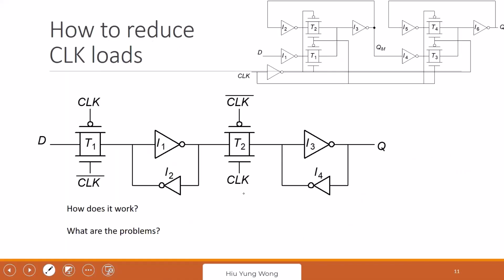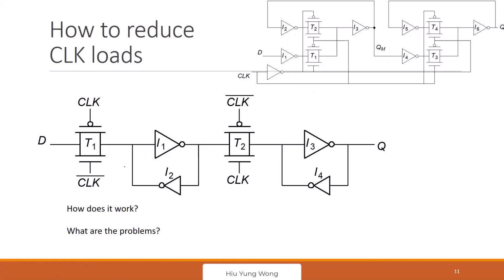Now let's start doing one by one. So how do we reduce the load? We only look at the master slave flip-flop. So this is the transparent low, this is transparent high. So you can see that we need to drive many switches. We have the 8 to drive. So then we come up with this. Can we reduce this load by this? This is also valid.